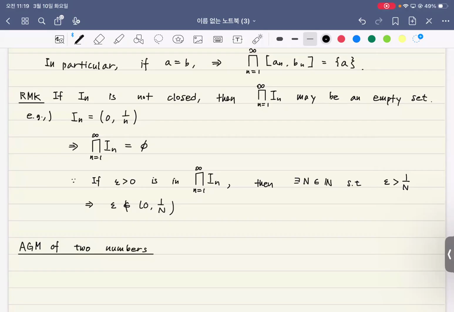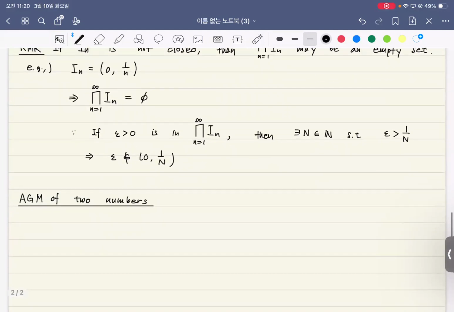So before I introduce the AGM, I will say that AGM stands for arithmetic and geometric mean of two numbers. We know the definition of arithmetic mean, and we also know the geometric mean. But what do I mean by arithmetic and geometric mean of two numbers? For most of you, this definition would be very new. And this arithmetic and geometric mean can only be defined by using the nested interval theorem. So it goes like this.